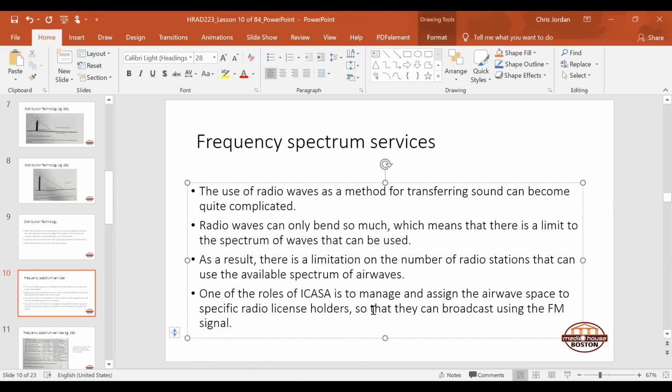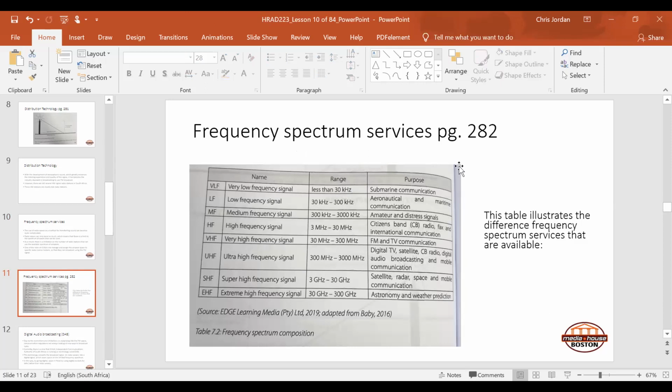And one of the roles of ICASA is to manage and assign the airwave space to specific radio license holders so that they can broadcast using the FM signal, right? Predominantly. So have a look at this little graphic that you can find in your textbooks, table 7.2. A very low frequency signal is less than 30 kilohertz. It's submarine communication. A low frequency signal, 30 to 300 kilohertz, is aeronautical and maritime communication, right?